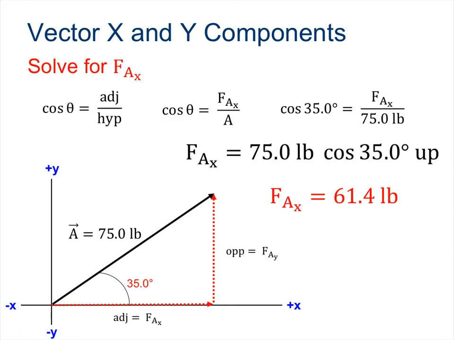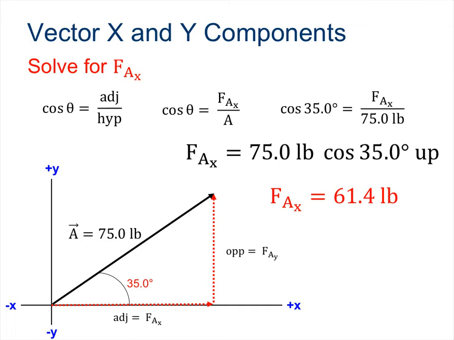Now, in order to solve for the force of A in the x direction, we need to solve for the adjacent side of this triangle. Well, notice out of the three sides of this given triangle, we know the angle is 35 degrees, and we know the magnitude is 75 pounds of force. So the trigonometric ratio that uses the adjacent side and a known value for the magnitude or hypotenuse is cosine. So we're going to say cosine of theta is equal to adjacent over hypotenuse. And adjacent again represents the force of A in the x direction. Hypotenuse represents the magnitude of A.